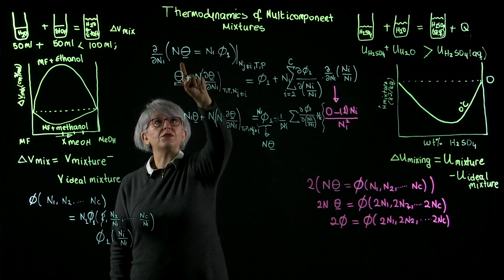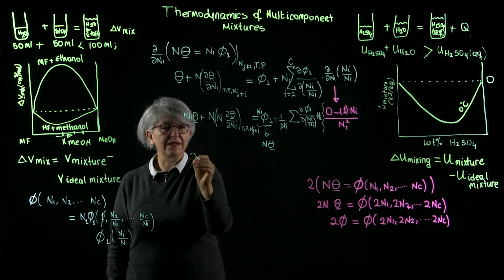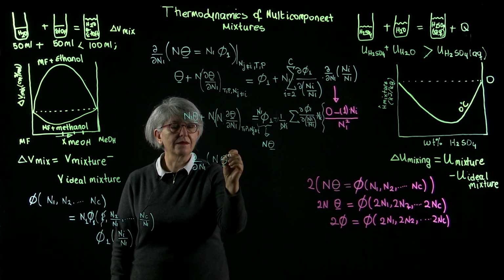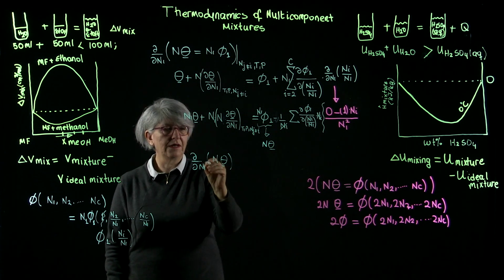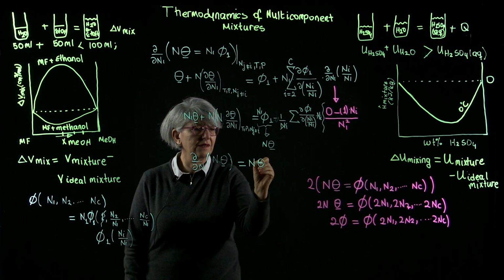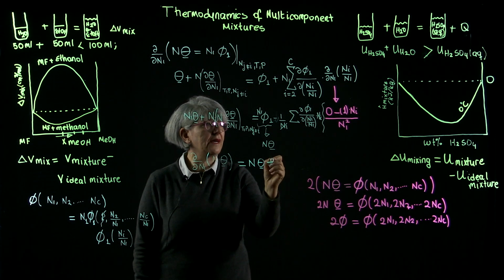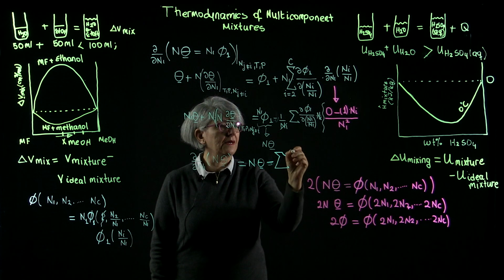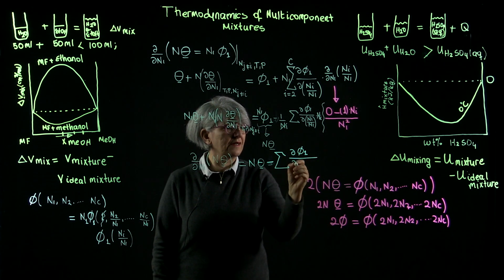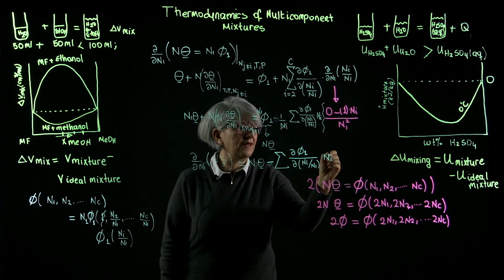And if I revert back to the original, I have del over del n1 of n times theta without carrying out this differentiation. I moved back two steps. That is equal to n times theta minus del phi 1 over del ni over n1 times ni.